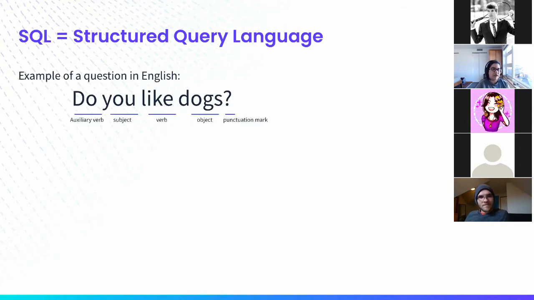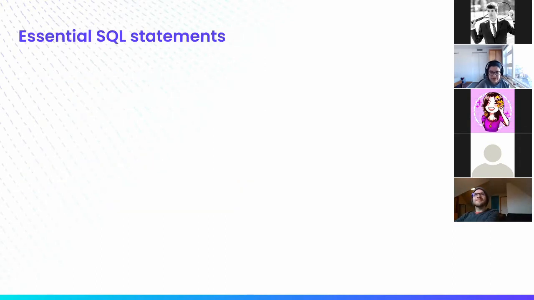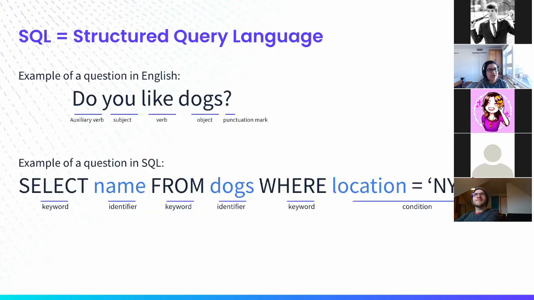So if you look at an example of a question in English, it has some basic components. It has a subject, a verb, an object, a punctuation mark, and maybe an auxiliary verb. And each of these components can have different values. There can be so many nouns that can be subjects. There can be so many things that can be objects. And with the permutation and combination of all those words, you can do a lot of things, which is why English is so powerful. Similarly, for SQL, it has keywords, identifiers, and conditions.